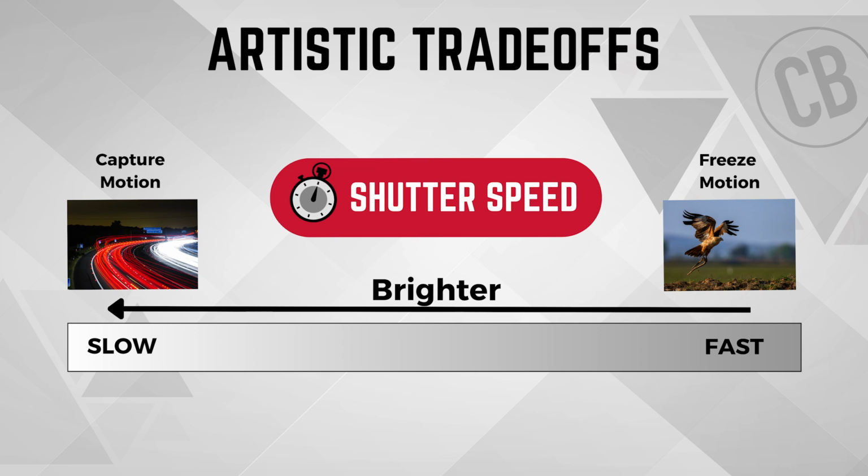With shutter speed, we have the trade-offs to either freeze or capture the motion. We can slow our shutter speed if we need to capture more light and want a brighter image, but we're also going to be capturing more motion blur and more motion. If we speed up our shutter speed, the image will be darker, but we're going to freeze motion.